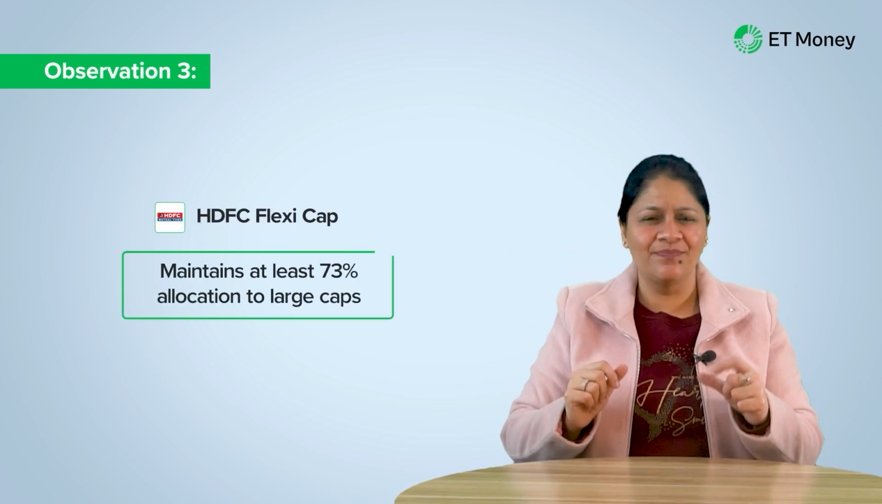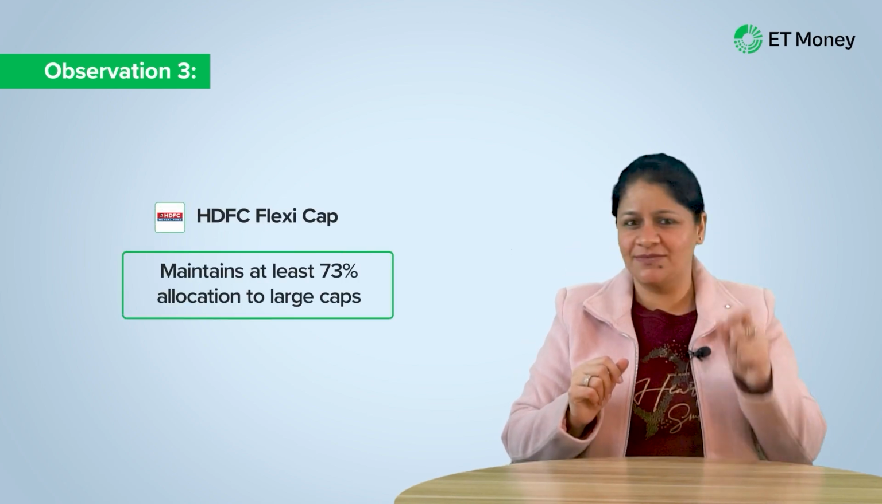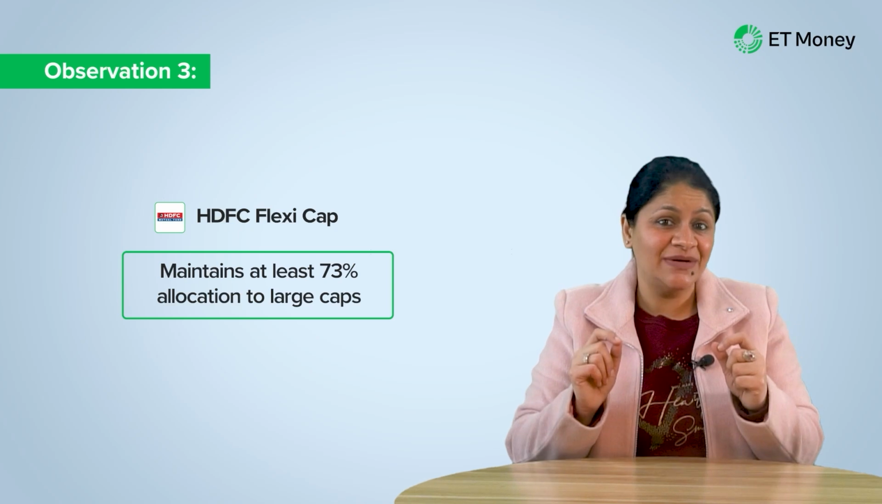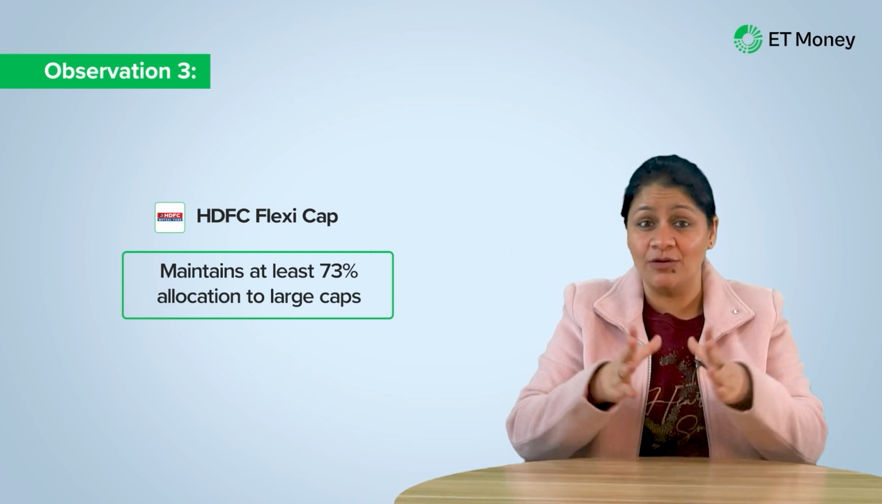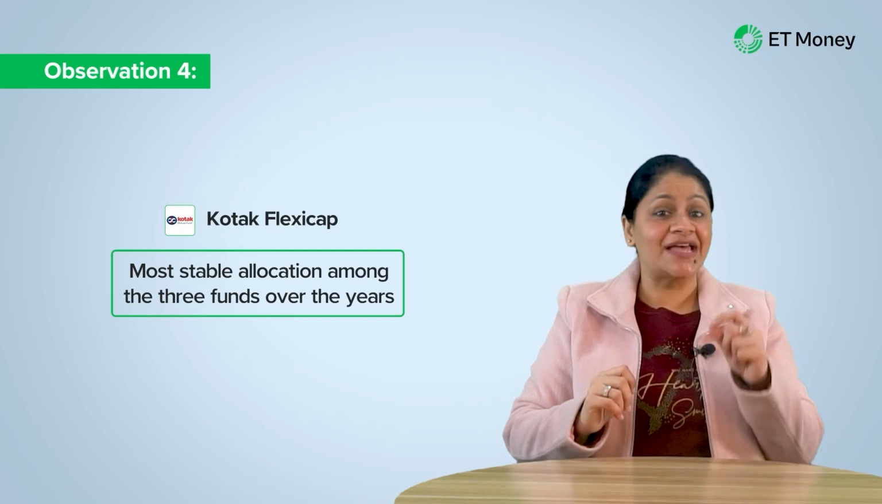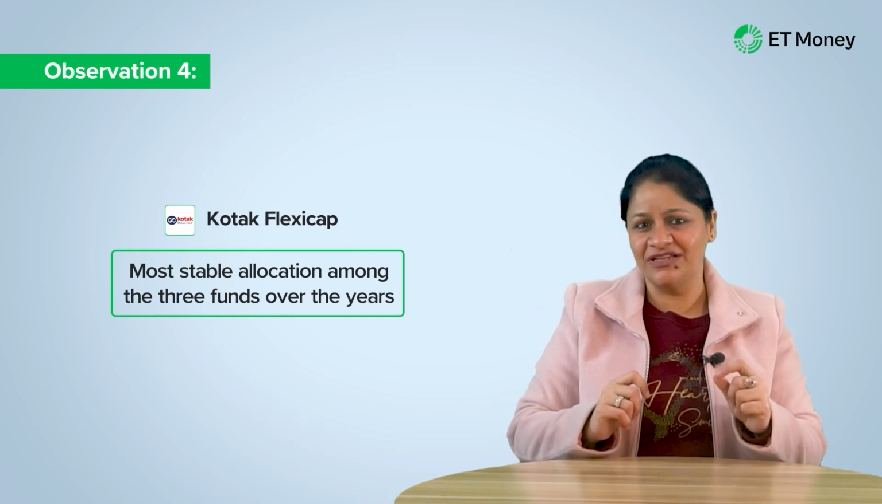Our third observation is about HDFC Flexi Cap. Even though the fund has reduced its exposure to large caps, it has maintained at least 73% allocation to them. And fourth, Kotak Flexi Cap's allocation has been the most stable among the 3 funds over the years. Now, keeping this analysis in mind, let's move on to the next part of our analysis.